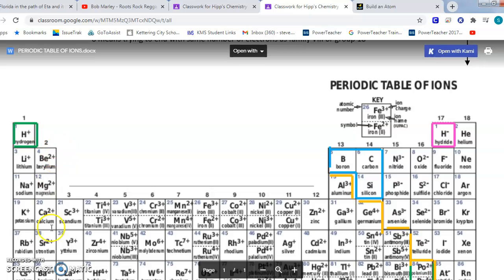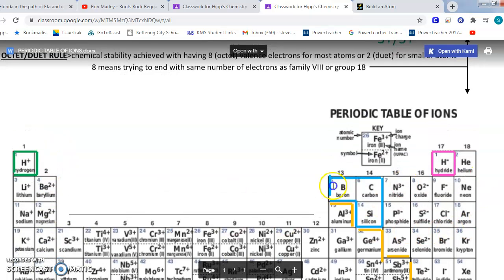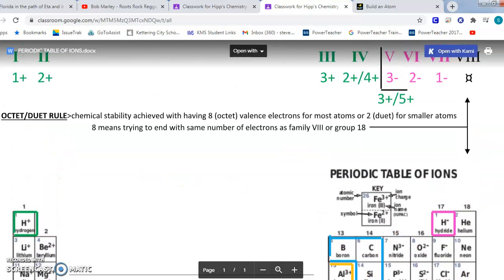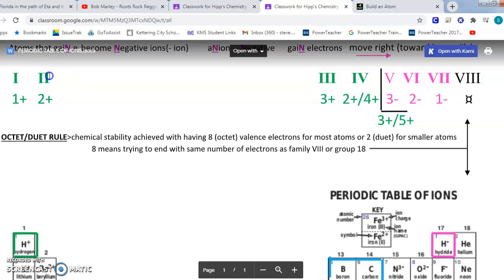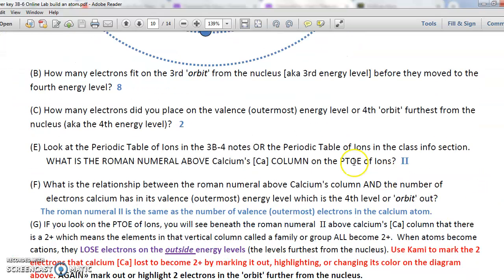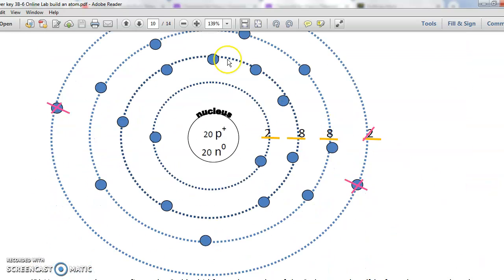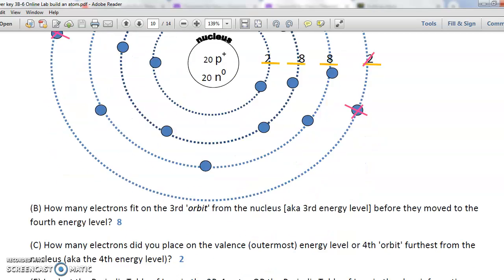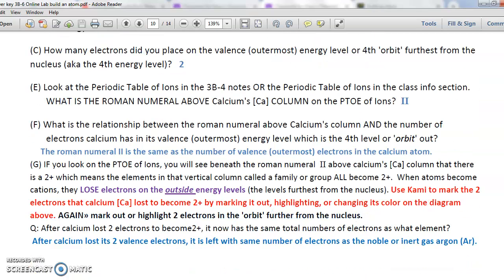Here's calcium right here in the second column. It's called group 2. The Roman numeral above there is 2. So once again, the Roman numerals are matching up with the number of electrons that it had on the outermost level, which we call the valence. They're the same number. One's written as a Roman numeral and the other's written as a regular number. It says that calcium likes to become 2+.